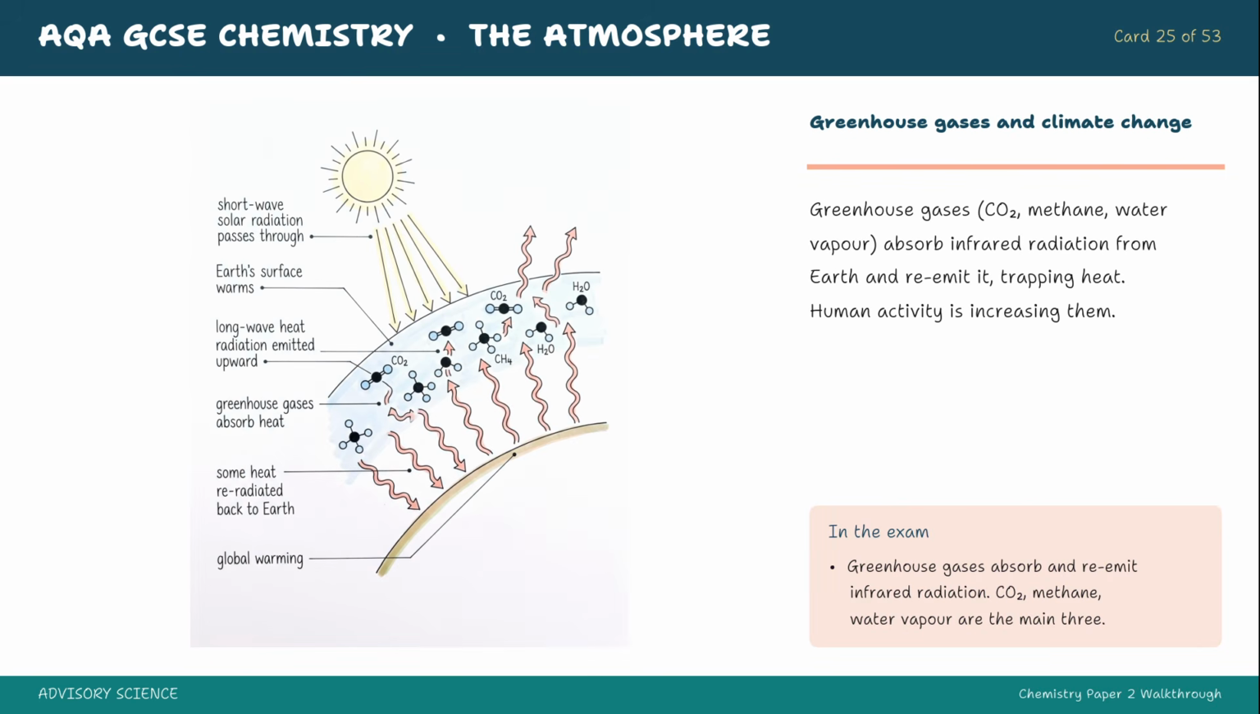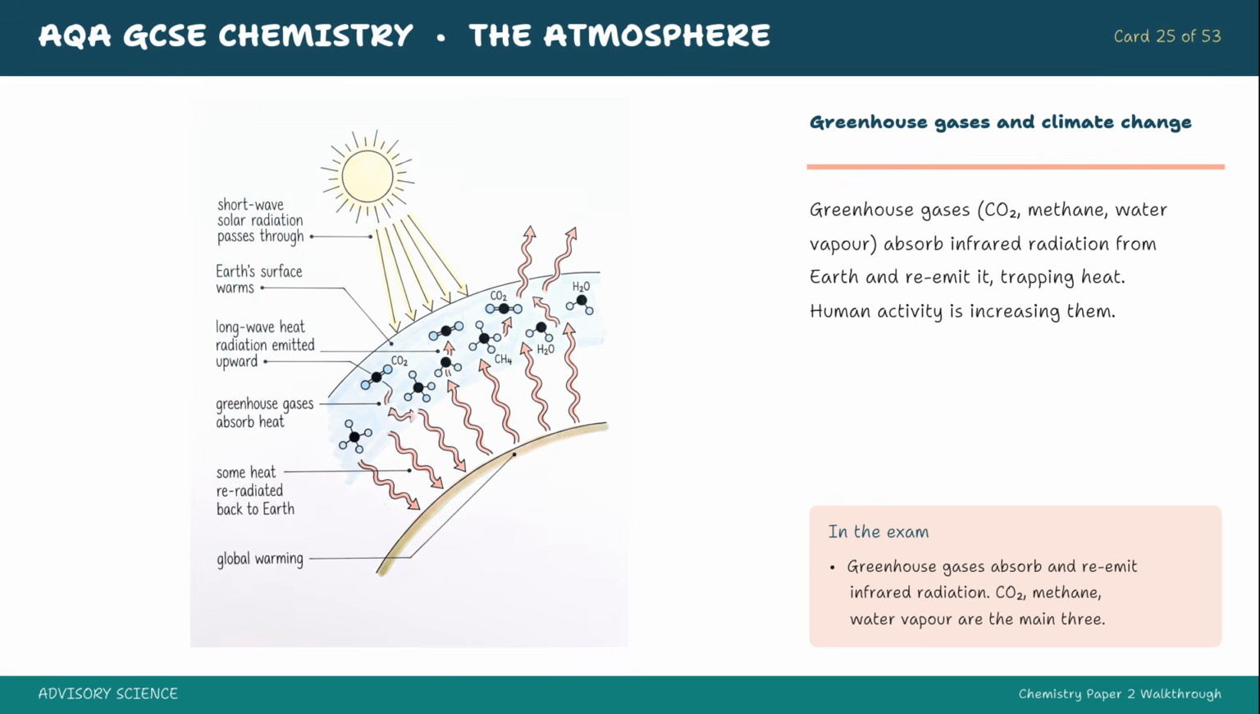Greenhouse gases and climate change. Some gases in the atmosphere are called greenhouse gases because they trap heat and keep the planet warm enough for life. The main ones are carbon dioxide, methane and water vapour. They work by letting short wavelength energy from the sun pass through to warm the Earth. They also absorb the longer wavelength heat radiation that the Earth gives off and re-radiate some of it back down.